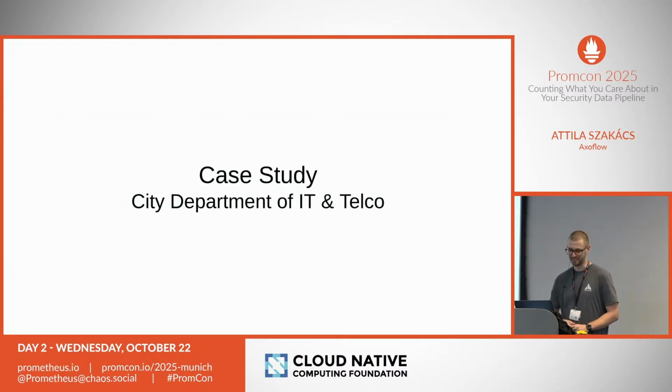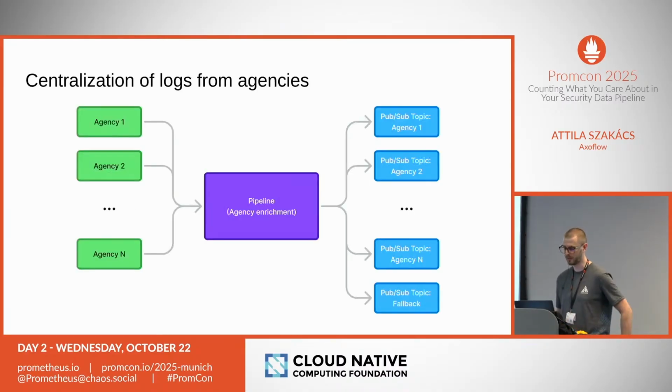Okay, so after these warm-up examples, let's see a case study. Let's see how these dynamic metrics helped one of our customers, a City's Department of IT and Telecommunications. So this department is responsible for receiving logs from all agents of the city and routing those logs into their respective Pub/Sub topic. Each agency has their own dedicated topic, and there is a mapping between host information and agencies. So we know that this host corresponds to this agency, for example.